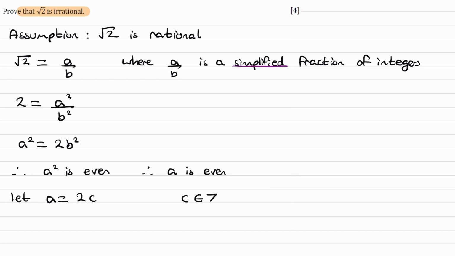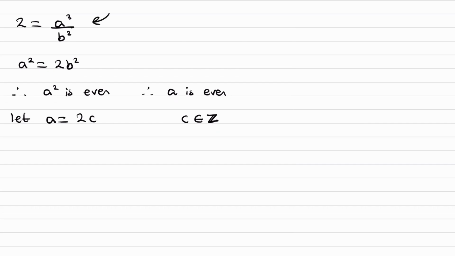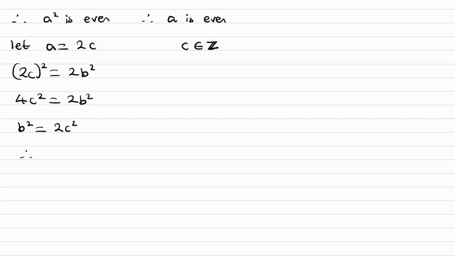So we can denote that with this symbol Z here. That means integer. So a is equal to 2c, and then we can put that back into the statement. Actually, I'll put it into this one over here. So 2c all squared is equal to 2b squared. That's 4c squared is 2b squared. b squared is equal to 2c squared. And that means that b is even. So b squared we can see is even as it's a multiple of 2, and therefore b is also even.